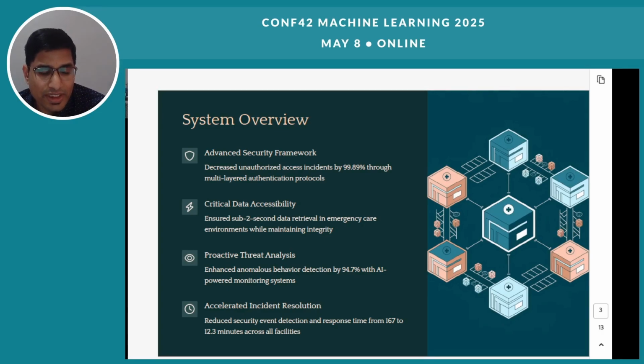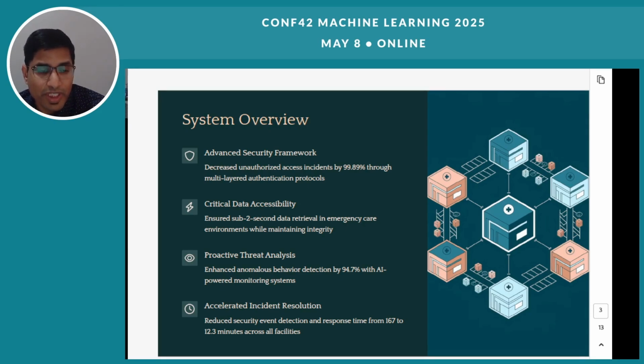In emergency healthcare scenarios, designing the system to enable sub-2 seconds data retrieval can be life-saving. Critical patient data must be made instantly available while preserving its integrity. The third point I want to highlight is proactive threat analysis, which is very important while designing a system.